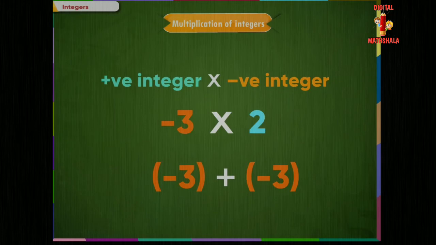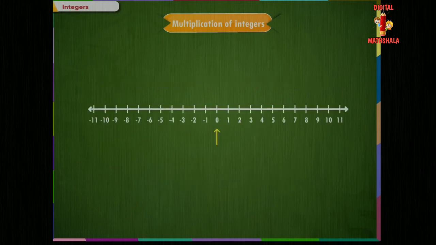Let us see how this problem is represented on the number line. We start from 0 and add minus 3 one time and 2 times. We reach minus 6. So, we can say that when minus 3 is added 2 times, we reach minus 6. This means when we multiply minus 3 by 2, we get minus 6.